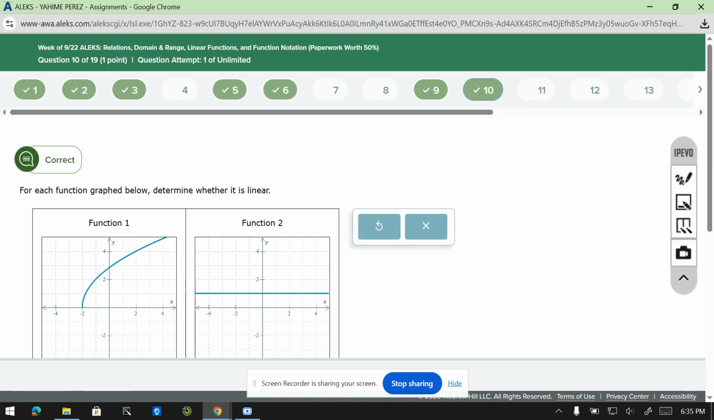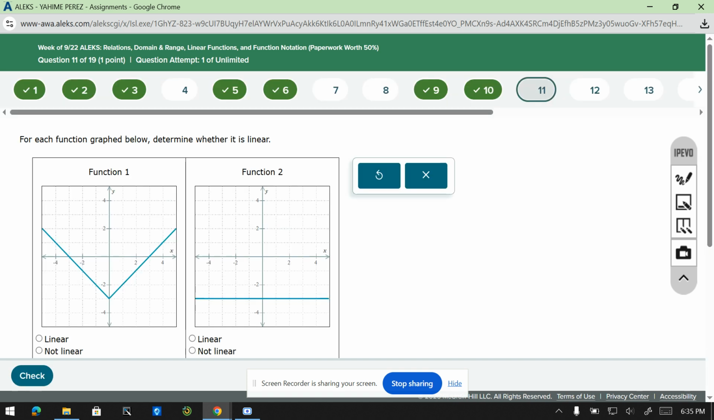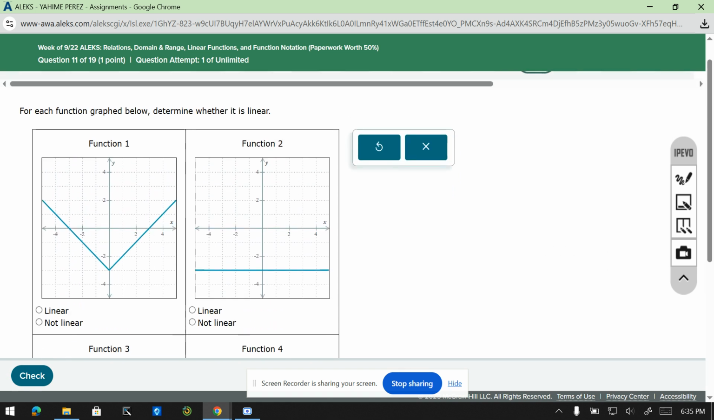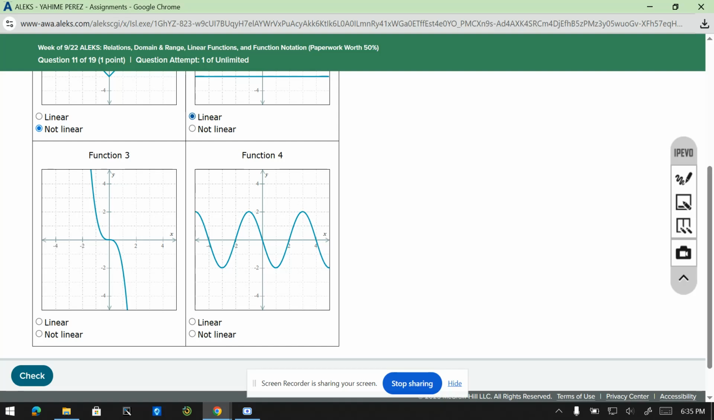Okay, moving on, these are more graphs. So function number 1 has two straight lines with a bend in the middle. Because of the bend, the right corner in the middle, this is not linear. Number 2 is a straight line, so it's linear. Number 3 has a curve, so it's not linear, and this one's definitely not linear.